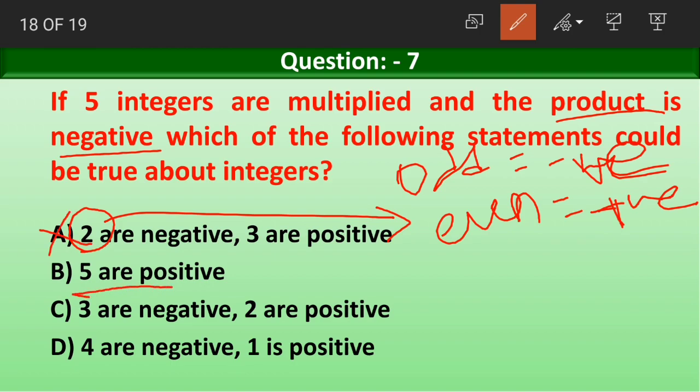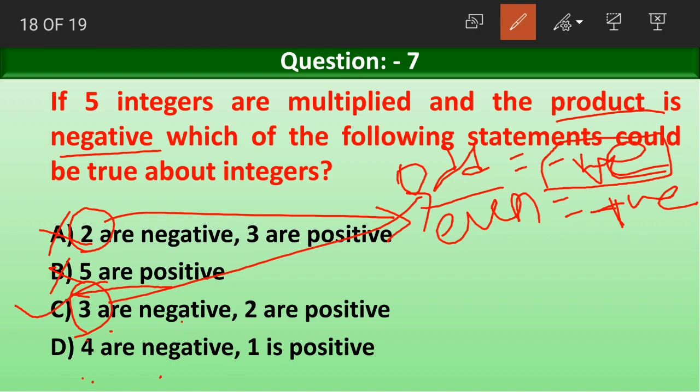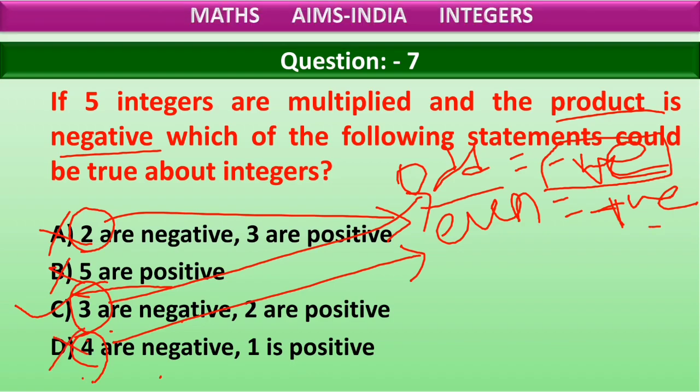Next, all 5 are positive. There are no negative numbers, so the result will obviously be positive. So again this is the wrong answer. Option C, 3 are negative and 2 are positive. What is 3? 3 is an odd number. The number of negative numbers in the given multiplication is odd. So what will the result have? The result will have a negative sign. So this is the correct answer. Last option is 4 are negative. Again 4 is an even number, so the result will be positive. It is the wrong answer.